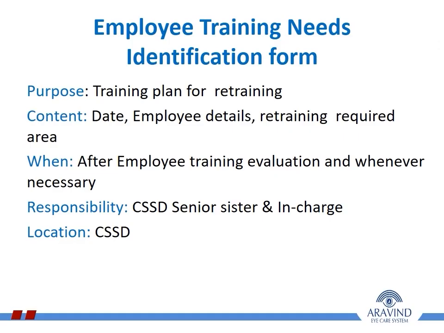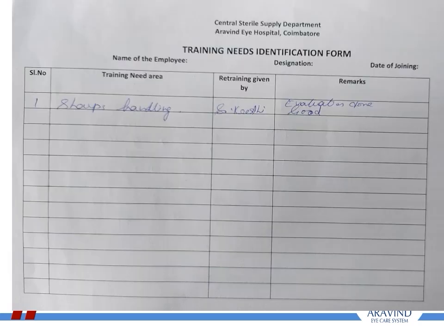Next is the employee training needs identification form. The purpose is to make training plan for retraining. It is done after employee training evaluation and whenever it is necessary. An example of such employee training needs identification form is given in this picture.